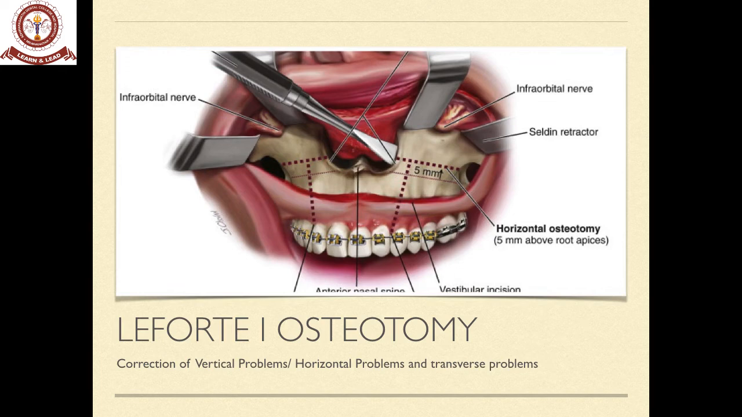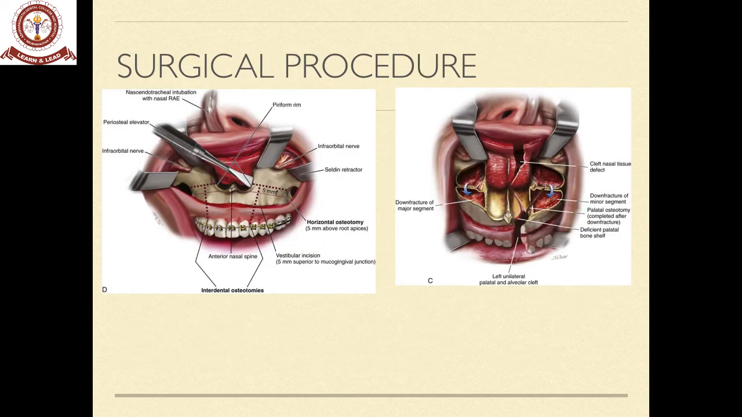Bony cuts will be made right from the nasal aperture to the pterygoid plates, and then we do a disjunction where the maxilla will be disjuncted from the cranial base. Okay, we can see certain pictures of how these bony cuts are being done and what the necessary precautions are. When we are placing these bony cuts, we need to isolate the nasal mucosa carefully.